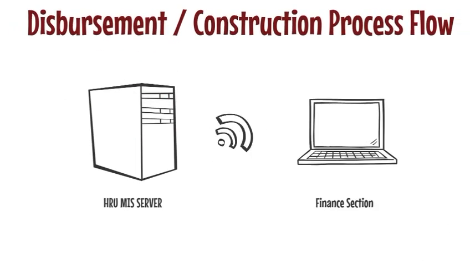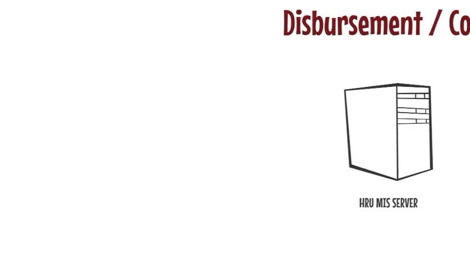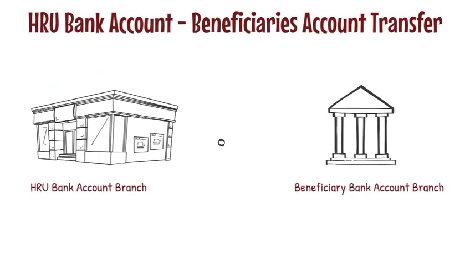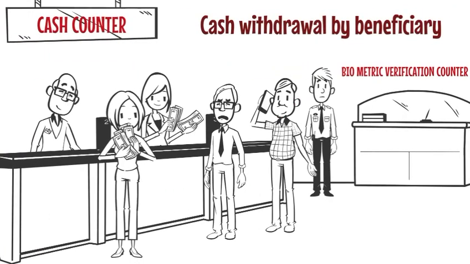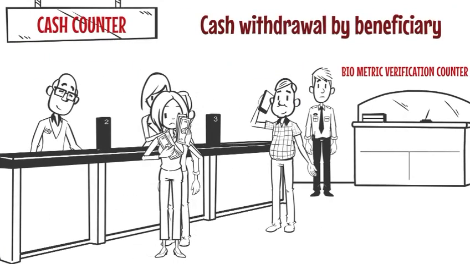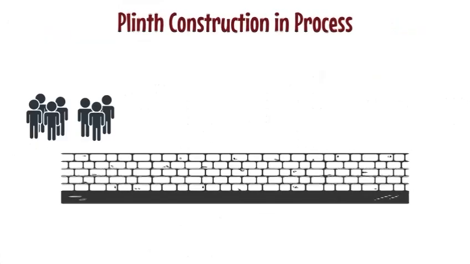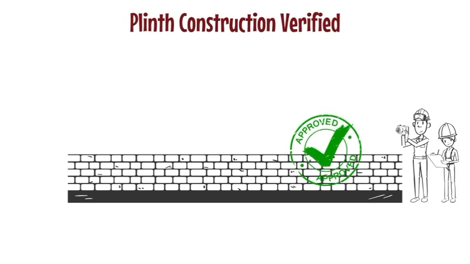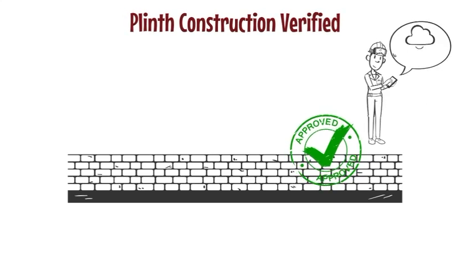The finance section will extract the list from the HRU server and start the process of opening accounts of beneficiaries and transfer the first disbursement. Beneficiaries will then go to the bank for biometric verification of their accounts and make the first cash withdrawal. The beneficiary will then start the construction of the plinth in support of VRC and IP. Once the plinth is complete, the regional head of IP will verify data and it will be uploaded on the HRU MIS server.